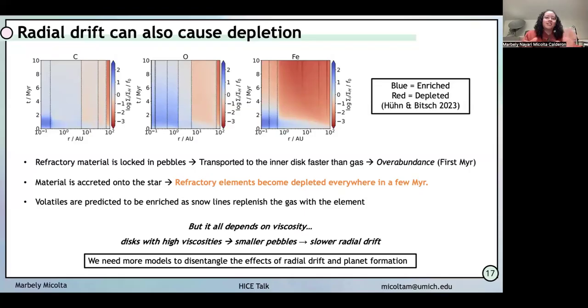And it will be really nice to have some kind of theoretical model that will predict what these two processes will make on the pebble abundance over the years.